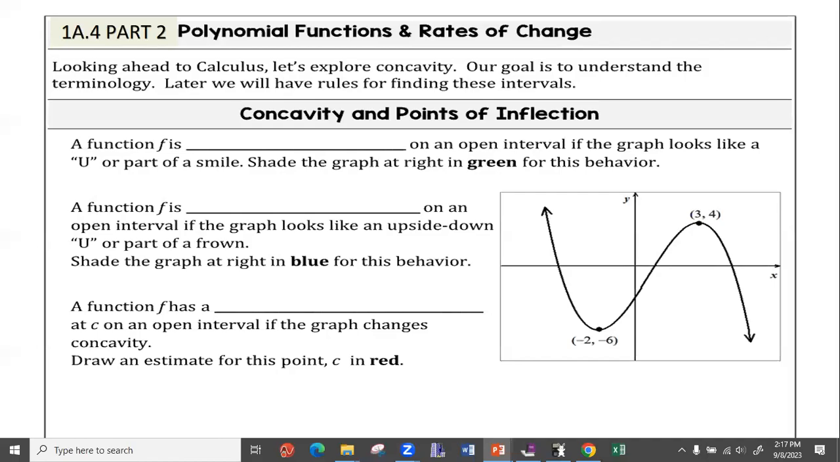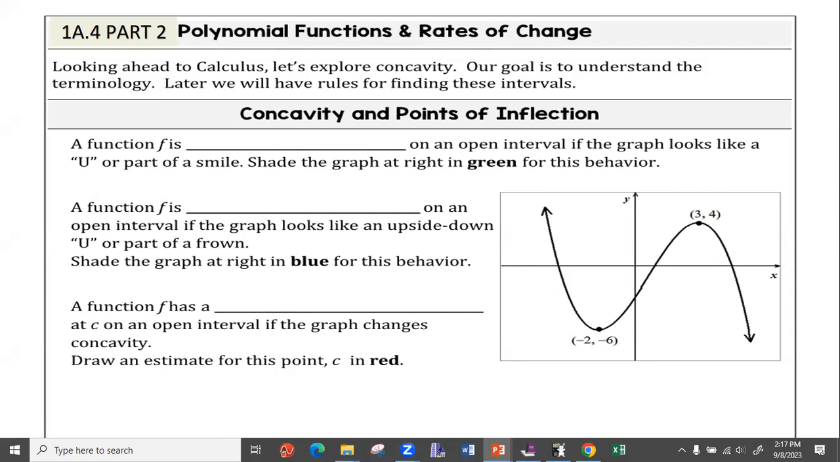All right, so now we're on to part 2, where we're going to talk about concavity. We've talked about concavity before. When we're referring to concavity, this is going to be a really big topic in calculus. So our goal is basically to understand the terms that we're using, and then we will later talk about the rules for finding these intervals, okay?